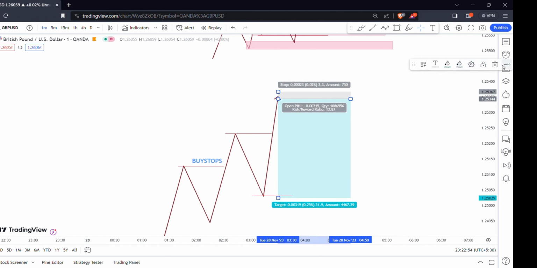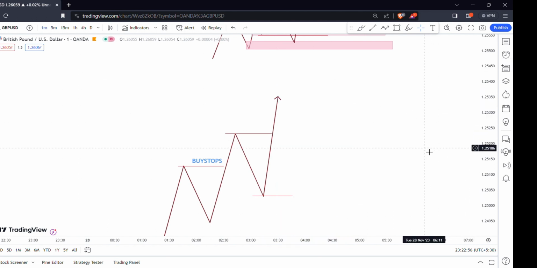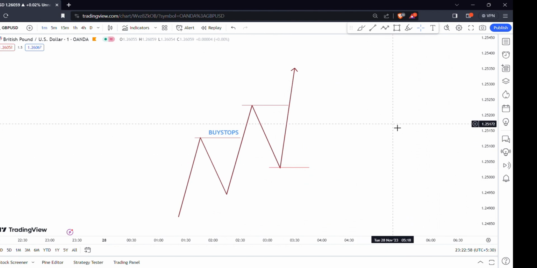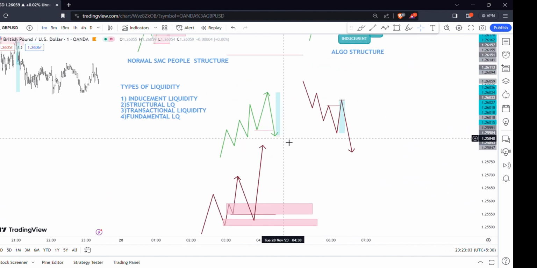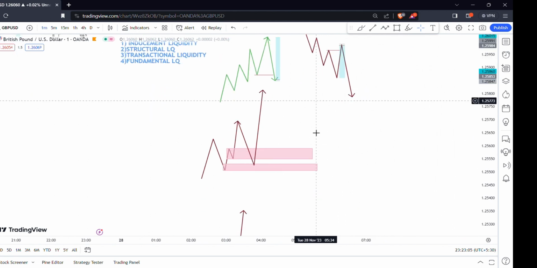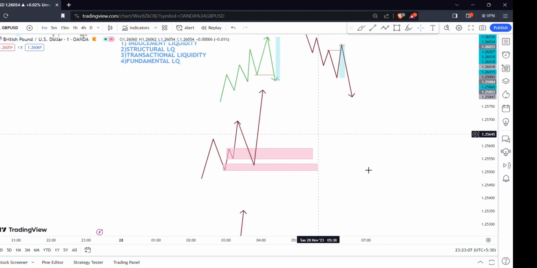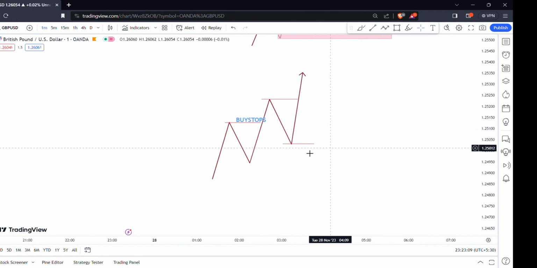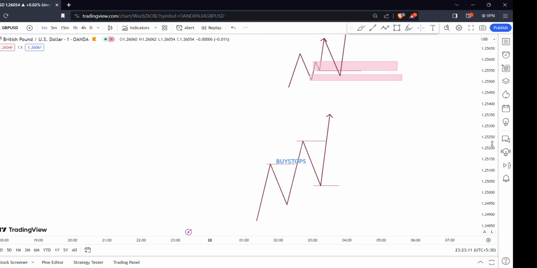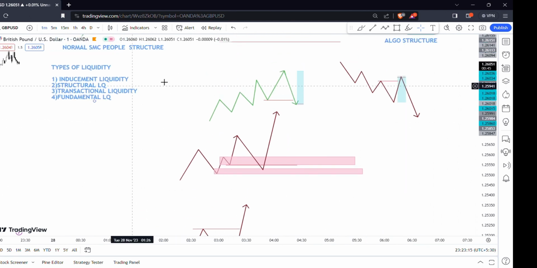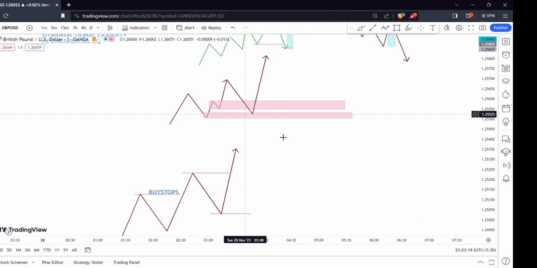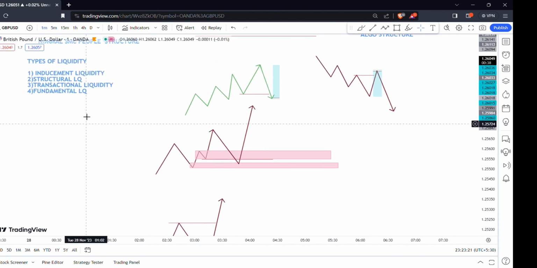This is exactly how we follow the algorithm by aligning the probabilities. The first highest probability is inducement liquidity. The second highest probability is structural liquidity, and the third highest probability is transactional liquidity. And sometimes these transactional liquidities are the higher time frame inducement liquidities. It is a very important thing if you backtest.